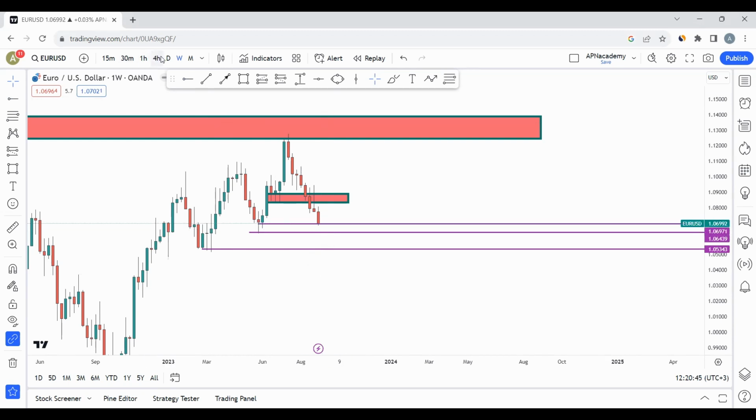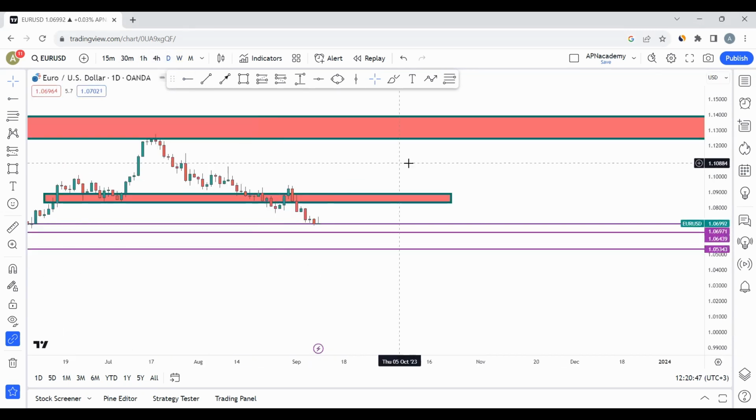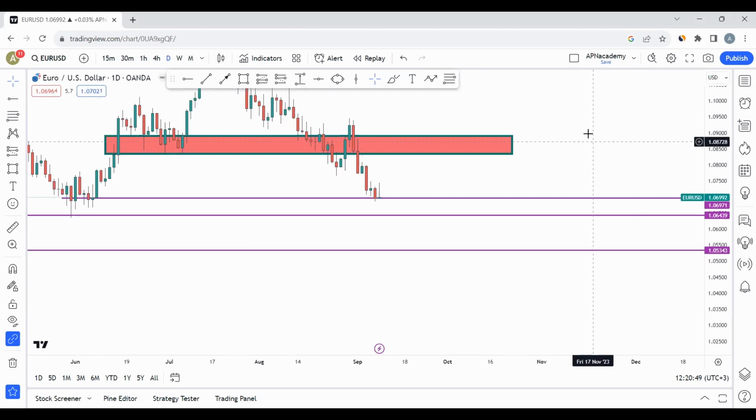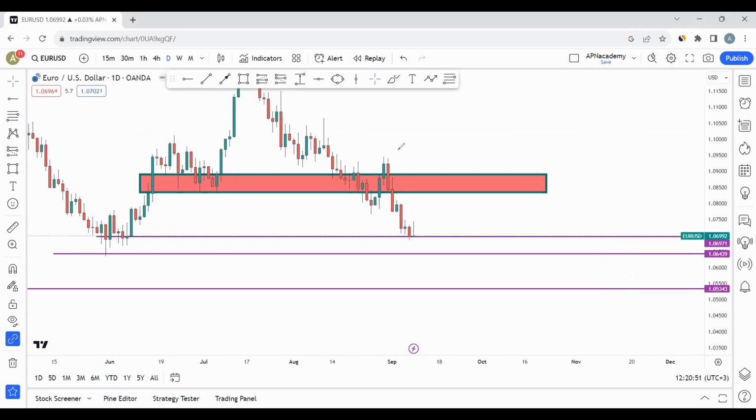Are you getting it? So when we come down to the daily time frame, what do we observe? In the daily time frame, we observe that actually the market gave us a false breakout. You guys know we talked about false breakouts.